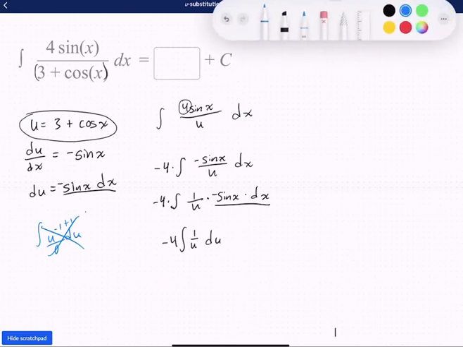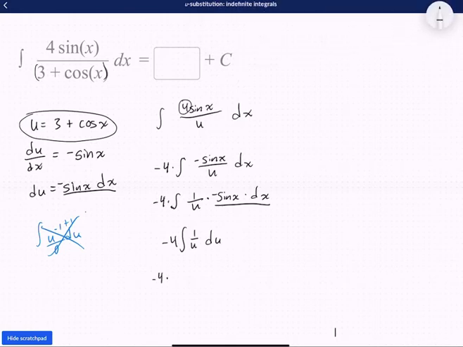So this is something you should know, okay? Negative 4 is chilling, and then we get natural log of u, the absolute value of u, that is, inside, okay? Because whenever you guys do the derivative of natural log, that's going to be 1 over x. You remember that? I hope so. I hope you remember that.